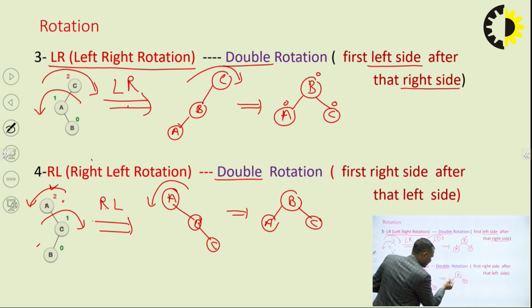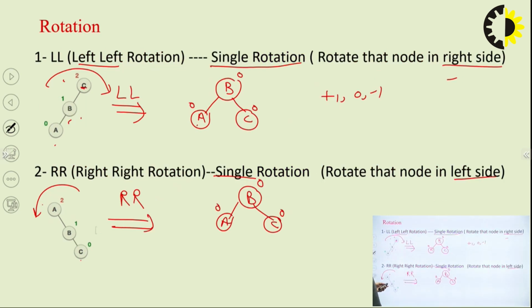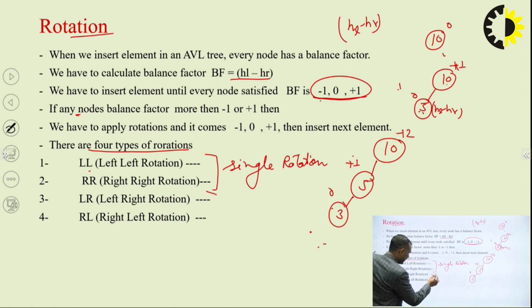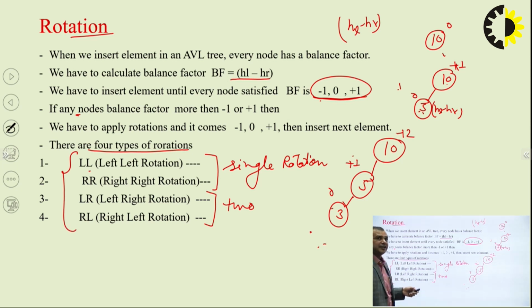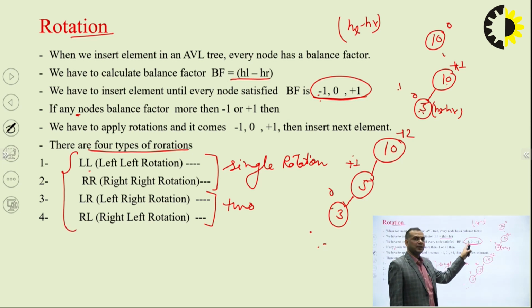Now we have to check the balance factor. A has left height and right height 0, so its balance factor is 0. B has left height 1, right height 1, so its balance factor is 0. Means when we apply these two rotations, LR and RL, we rotate the tree how many times? 2 times. And when we apply any rotations, every node has a balance factor of +1, -1 or 0.